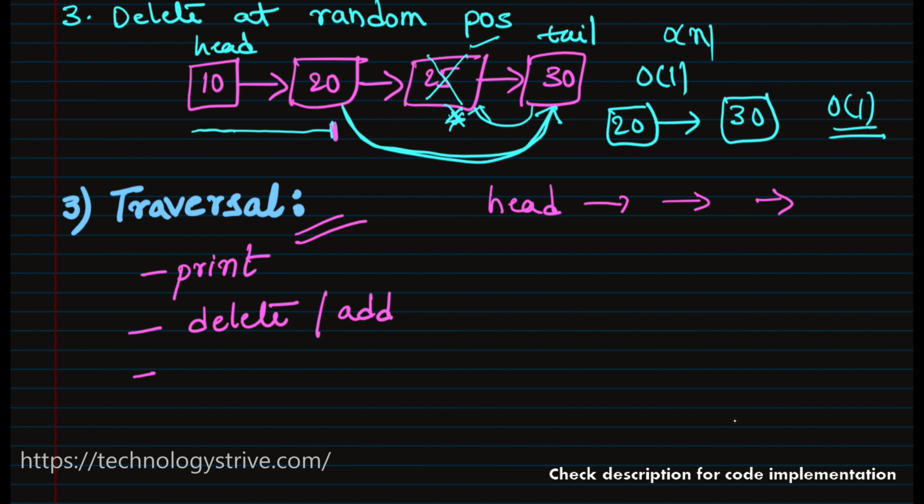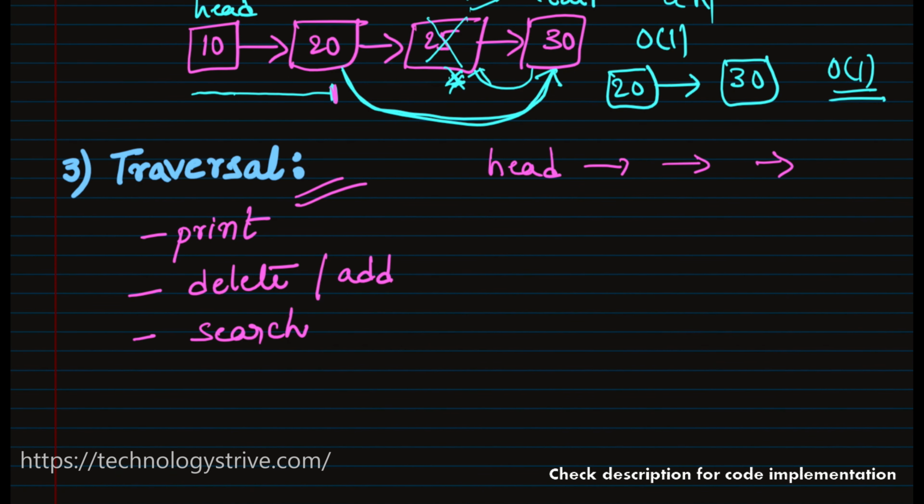And if you want to search whether an element is present in the linked list or not, for example, I want to know whether 30 is present in the linked list or not, then again we traverse from head, and we compare the value of the current node with 30, is it matching or not, then accordingly we proceed. So in such operations also we use traversal.